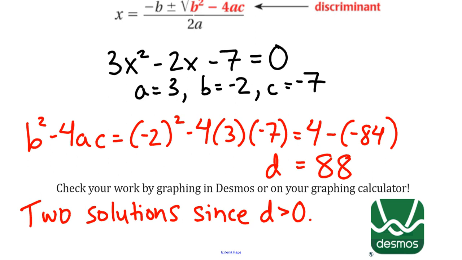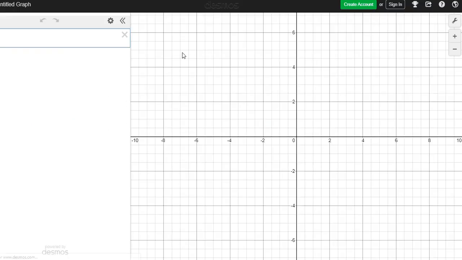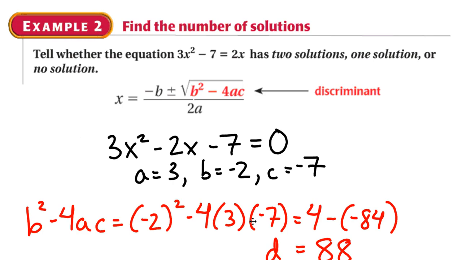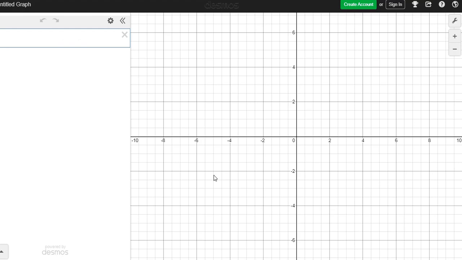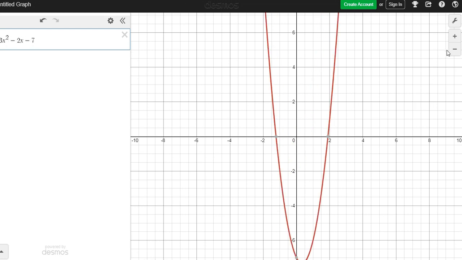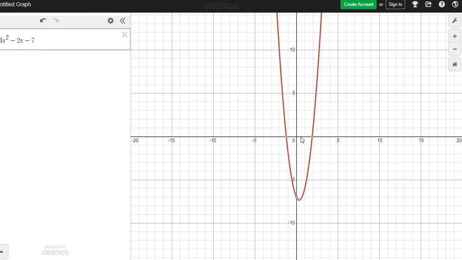Let's use Desmos to check. We'll use Desmos to see what the graph looks like. What does the graph look like for this? So the equation was, what, 3x squared minus 2x minus 7. And there's the graph for it. And you'll see, indeed, there are 2 x-intercepts. And that's all it's asking me is how many there are.